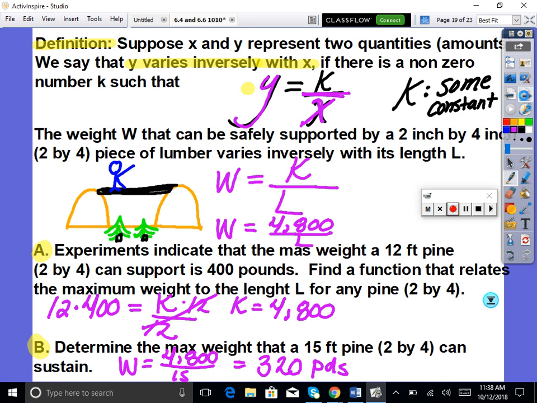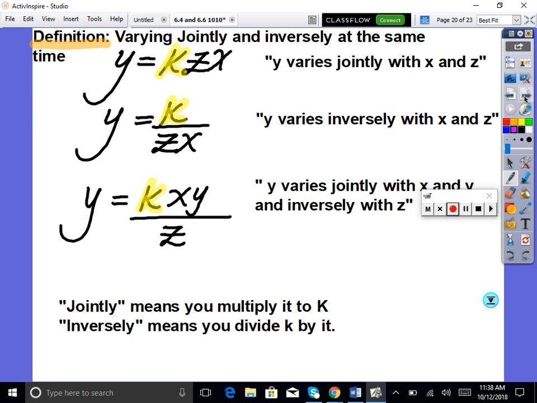Okay, so that was how varying inversely works. It's divide. So now we have to know the word also varying jointly. So varying inversely, we just saw that. So look, this is saying y varies inversely with z. Do you see that? This is y varies inversely with z and x. Now jointly just means multiplication. So this reads y varies jointly because times means jointly. So jointly with z and x.